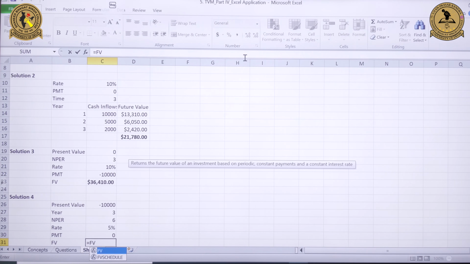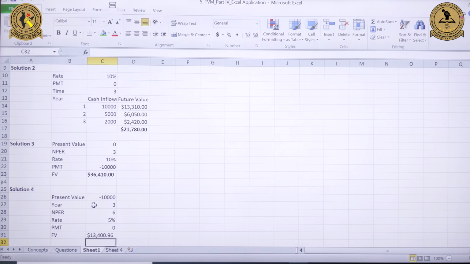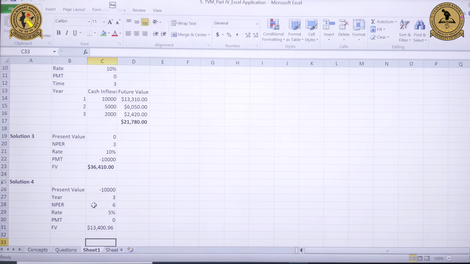At the moment I write equals FV and double click on it, it is asking for rate. I click on it, put comma, NPER. Mind it, there is a difference between NPER and year, especially in the numericals where compounding is being done semi-annually, monthly or quarterly. PMT, again this is not a numerical of PMT, so we will simply type 0. Present value, and the payment is being made at the end of the period. It comes out to be 13,400 rupees 96 paisa. In this case, the future value is approximately 13,400 rupees.